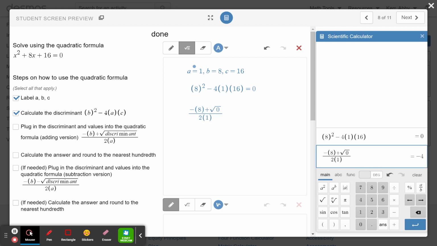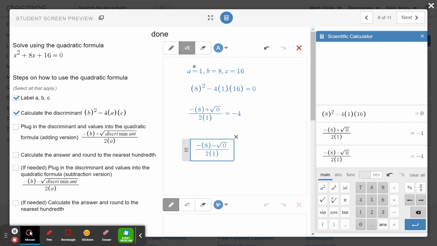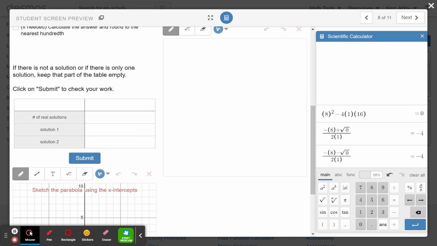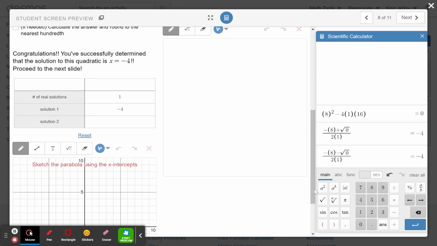All right, we're going to get negative 4. Now, this is what I mean. If you decide to still do the minus, you are going to get the identical answer. Sometimes textbooks refer to this as a double root. It's not double, it's just the same number. So it doesn't mean it crosses at negative 4 2 times. It just means it touches at negative 4 and then bounces back up.